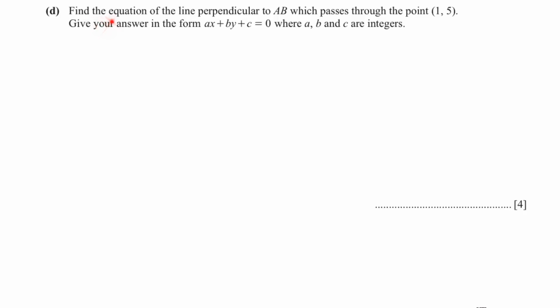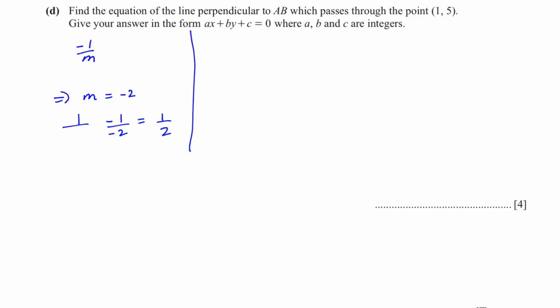In D, find the equation of the line perpendicular to AB that passes through the point (1, 5). When two lines are parallel, the gradients are going to be the same. But if two lines are perpendicular, then the gradient changes. It becomes negative 1 over m. Our gradient was negative 2, correct? So now our new gradient for the perpendicular line will be negative 1 divided by negative 2, which is going to be a half.